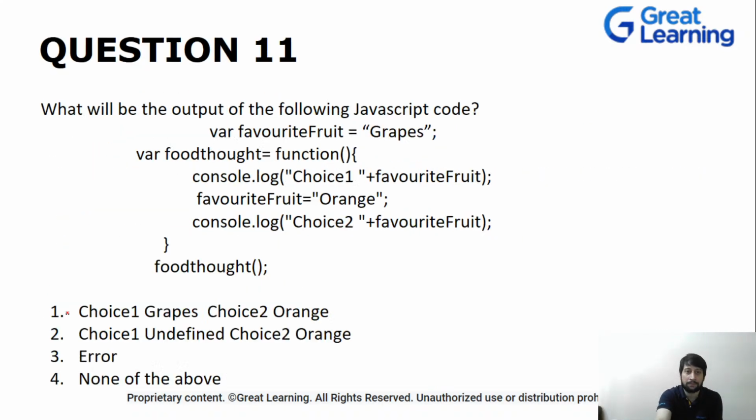Okay, cool. So now what will be the output in this case? You have the favorite fruit as grapes. Then you have a function, which is a function expression, right? And then you are trying to print to the console. You print favorite fruit, and then favorite fruit is orange, and then you are again printing your favorite fruit, and then you're calling your function. That is your function expression. Okay. Quickly, guys. Now, what will be the answer in this case?